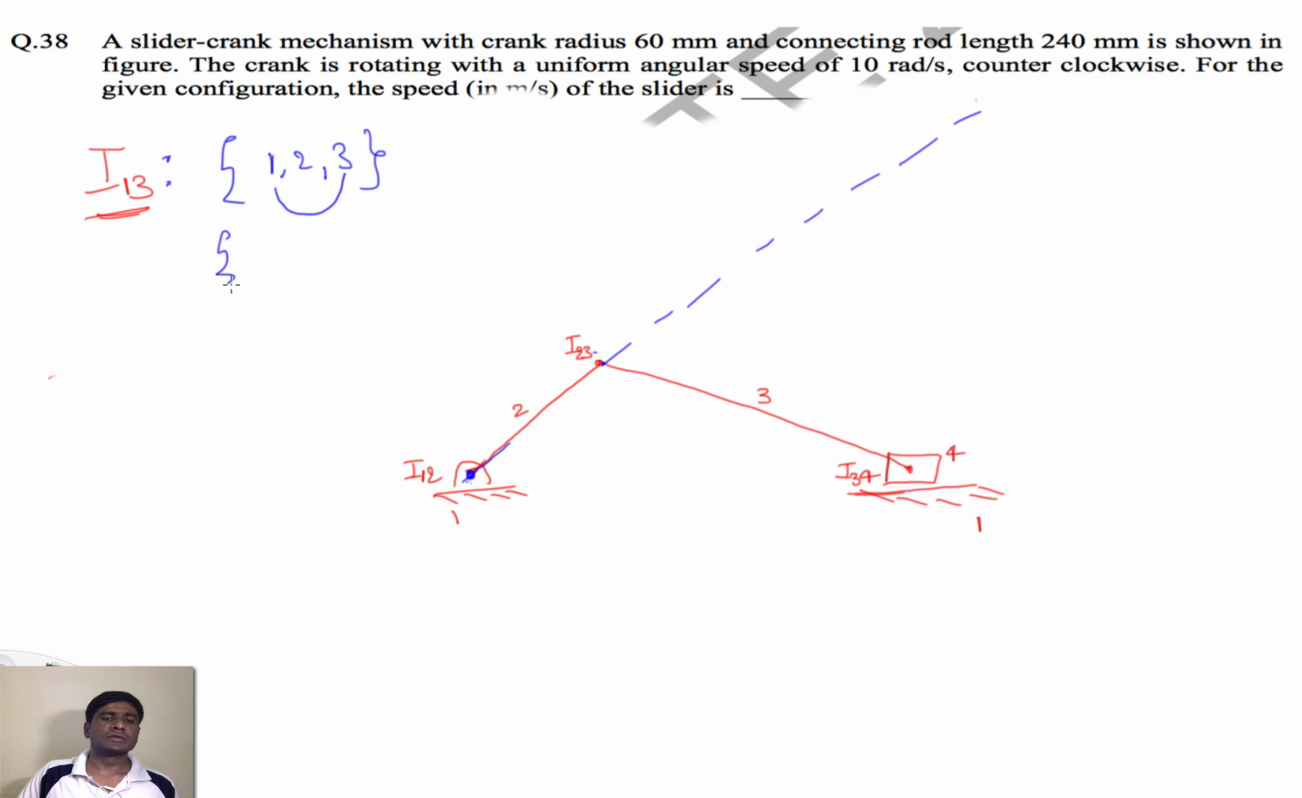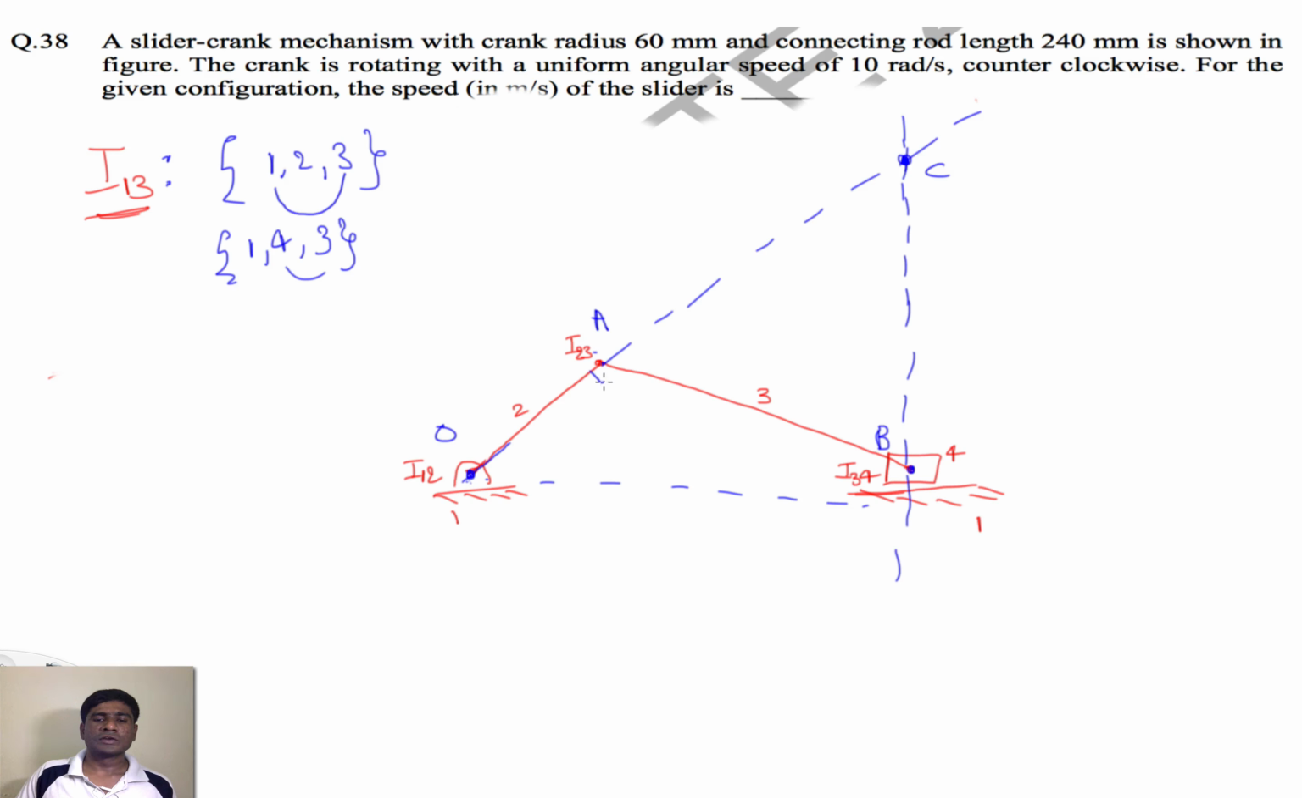And another set is 1, 4, 3. So the instantaneous center between 1 and 4 is perpendicular to this one, and the instantaneous center between 3 and 4 is this point, so this perpendicular should pass through this point according to Kennedy's theorem. And these two lines intersect at this point here. So I will call this point A and this point B, so that this becomes C, and this is point O.